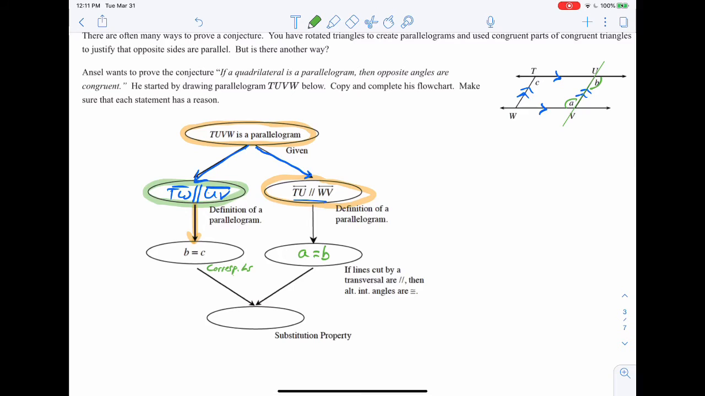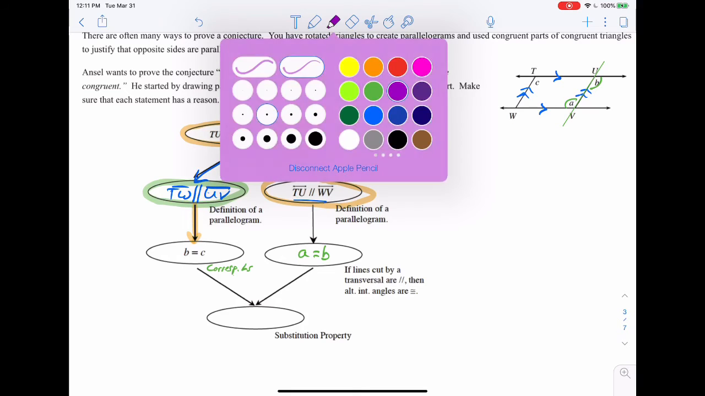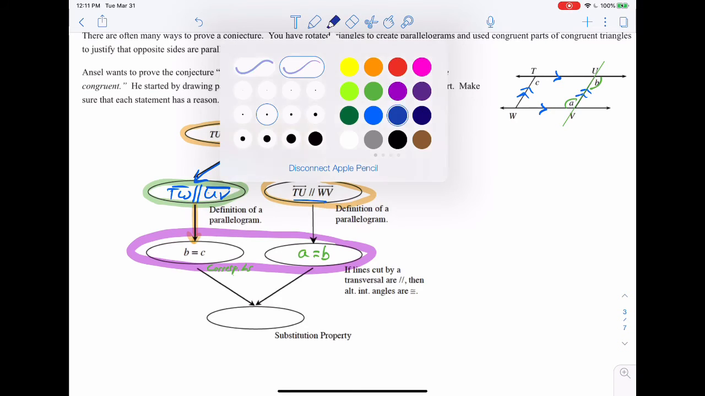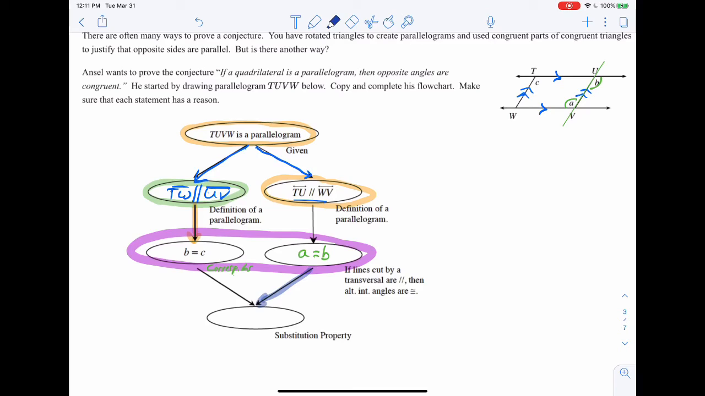We're almost finished. We now just have our final conclusion that's based on these two conditions. If these two are true, then what must be true? We can see the reason being substitution property. So take a moment, hit pause, and see if you can fill in that last bubble.